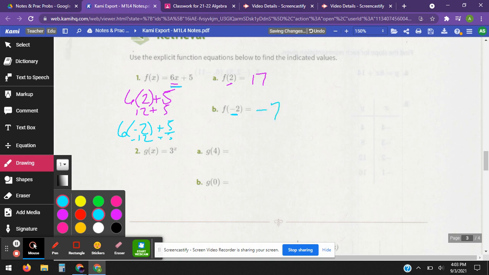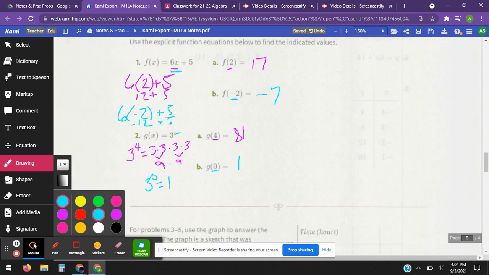All right, next one. Substitute in a 4. So 3 to the 4th power, that'd be 3 times 3 times 3 times 3. So that's 9 times 9, which is 81. And now we're throwing in a 0. 3 to the 0. Anything to the 0 power is always 1. Next.